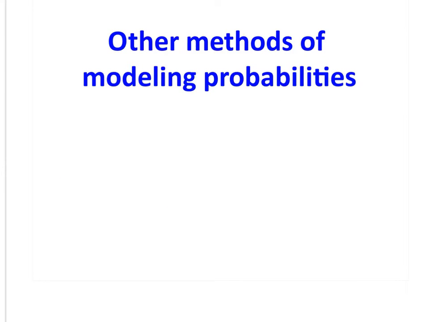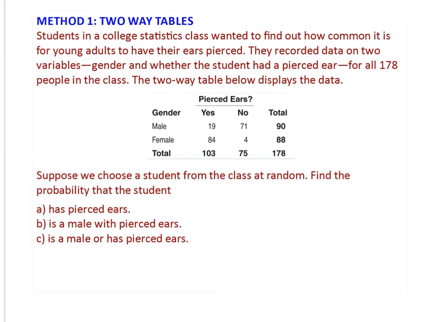So like I said, we're going to look at other methods of modeling probability. And the first method is called a two-way table. So we've seen these tables before, but we're going to use them a little bit differently. It says students in a college statistics class wanted to find out how common it is for young adults to have their ears pierced. They recorded data on two variables, gender and whether the student had a pierced ear, for all 178 people in the class. The two-way table below displays the data.